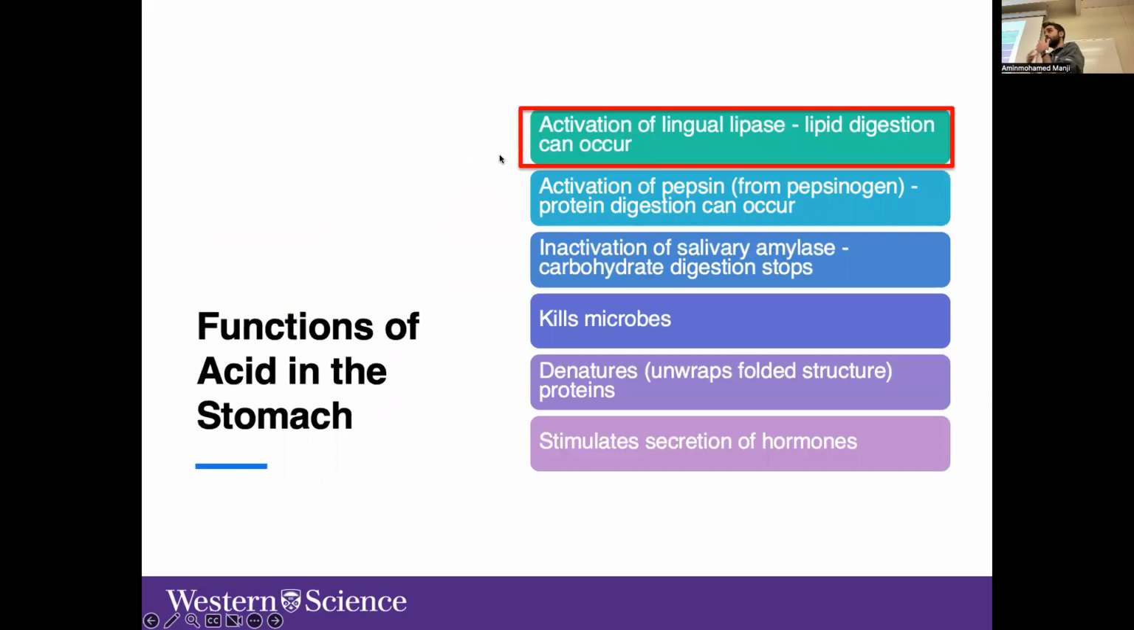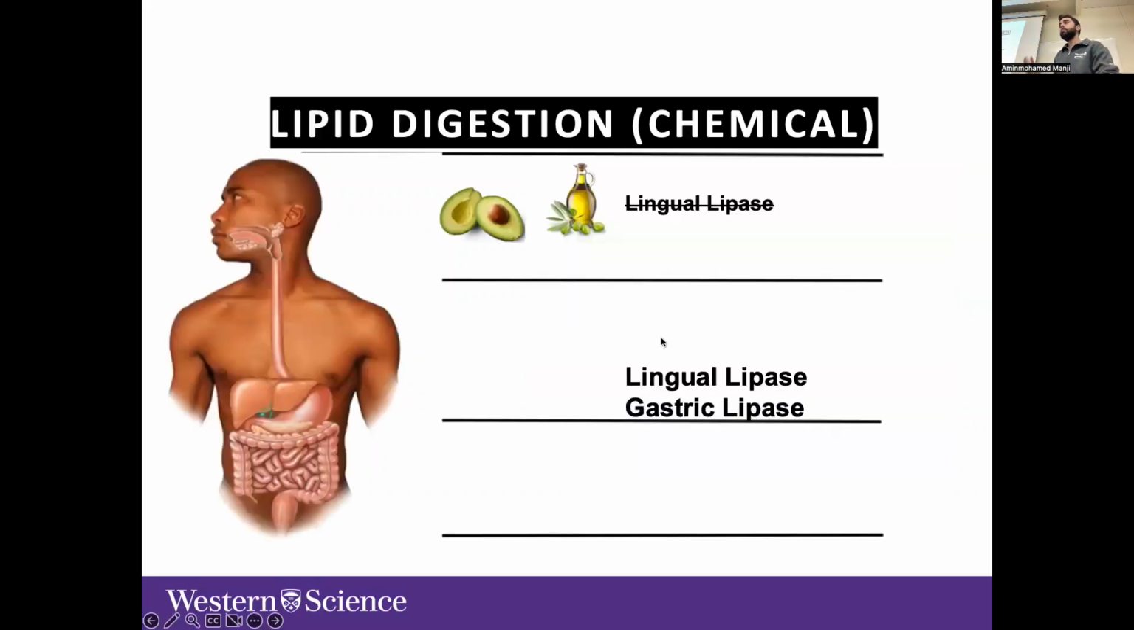This enzyme works at a very specific pH. In the stomach, you're looking at an acidic pH of around 2. It's not going to work in your mouth because your mouth is not that acidic. So the stomach acid will activate the lingual lipase because of that low pH. This is an enzyme that works well in a low pH environment. Keep in mind, you have another lipase in the stomach as well, gastric lipase.